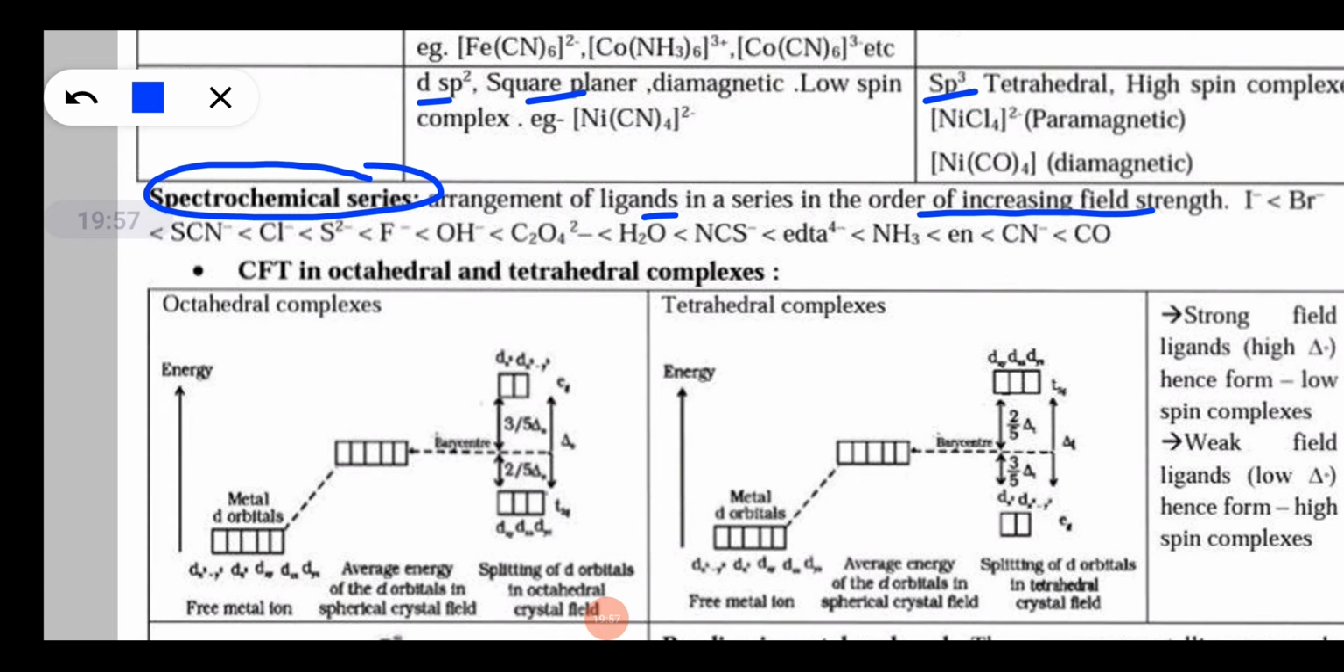So you see all the halogens, these are negatively charged species, that is on the left side of the series, and all the ligands like ammonia, cyanide and CO, which are lying on the right side, these are the strong field ligands. Okay, so this is the ascending order or arrangement of the ligands according to the field strength, which is called spectrochemical series.